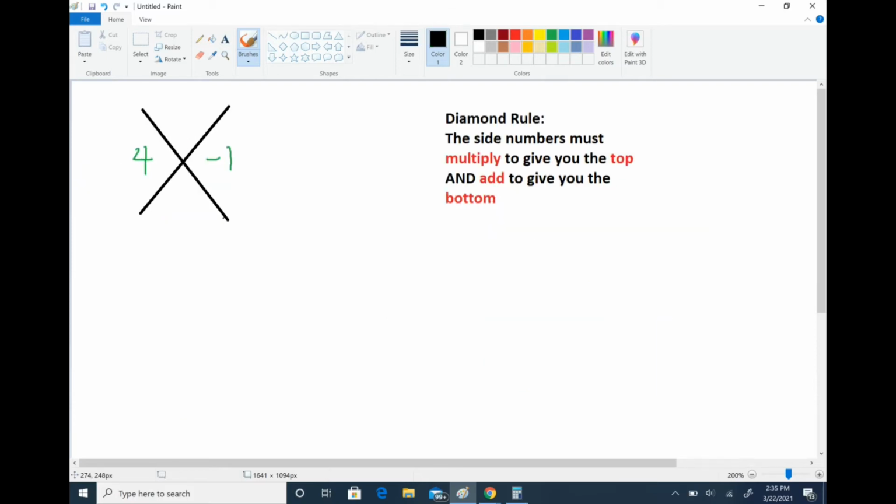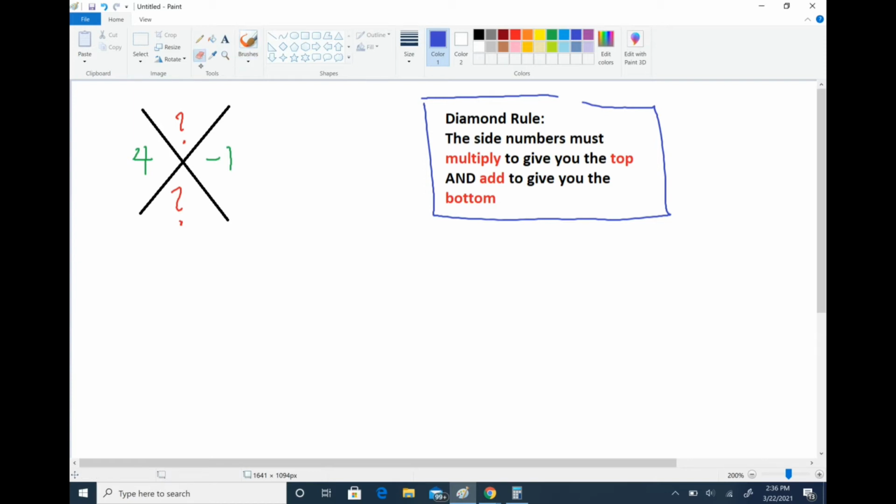Okay, let's look at this example here. In this example, we are given the two side numbers, so that's 4 and -1, and we are trying to find the top and bottom numbers. Here in the corner, I've written the diamond rule for you. Remember what the diamond rule is: the side numbers must multiply to give you the top and add to give you the bottom.